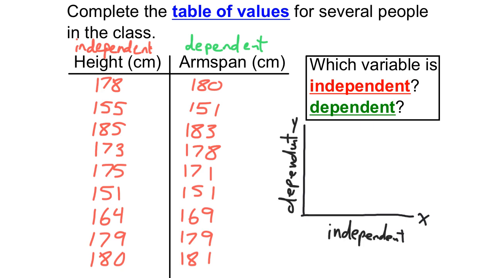So when we make a scatter plot, whatever our independent variable is, that's the one we put along the horizontal axis, and whatever our dependent variable is, that's the one we put along the vertical axis. And that's just standard form. That's the reason we need to know which variable is independent and which one is dependent.